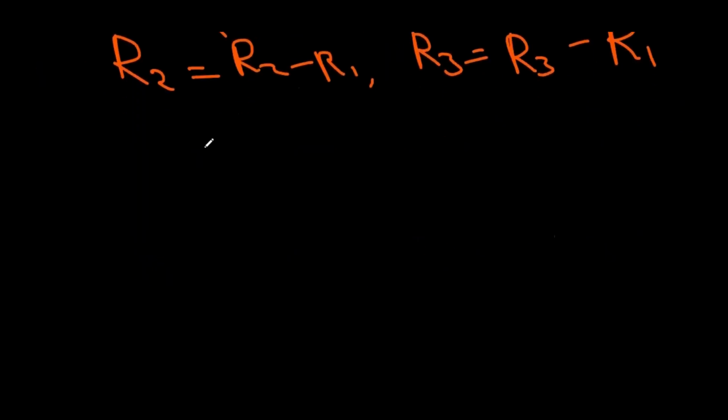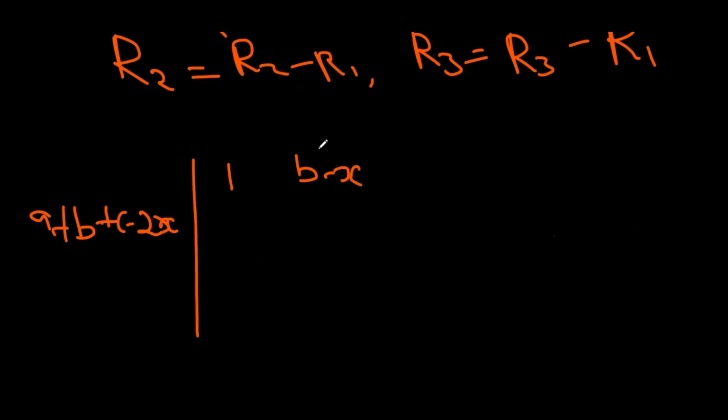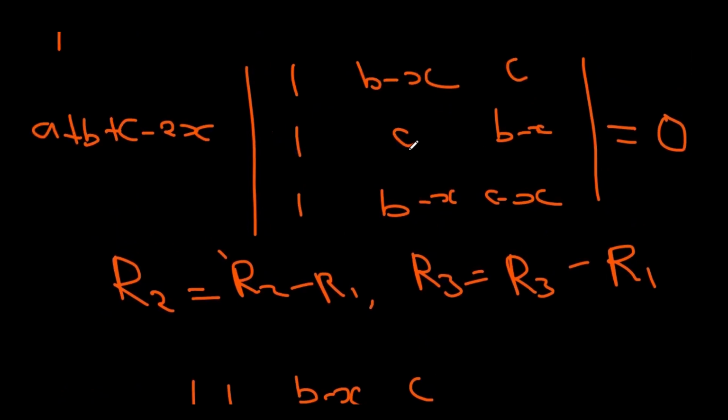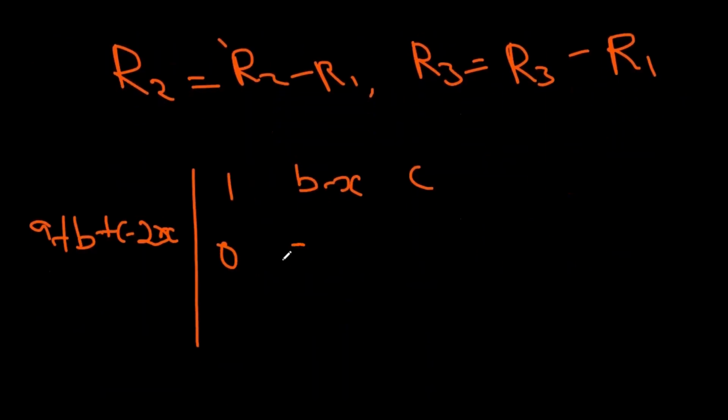When I apply these operations, I'm going to have a plus b plus c minus 2x outside here. And then here I'm going to have 1. In the first row, it's just going to remain the same, and then c. But now in the second row, we are going to see changes. So 1 minus 1 is just going to be 0. And then c minus this is just going to be c minus b plus x.